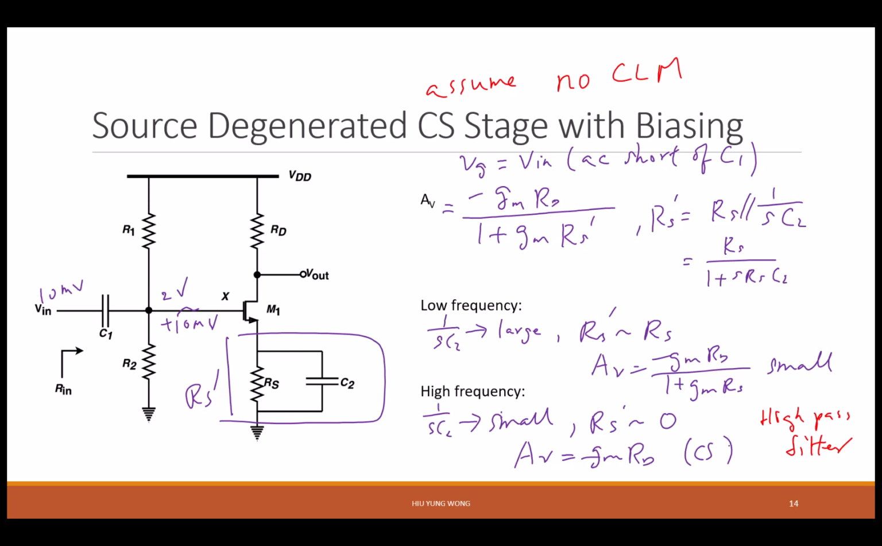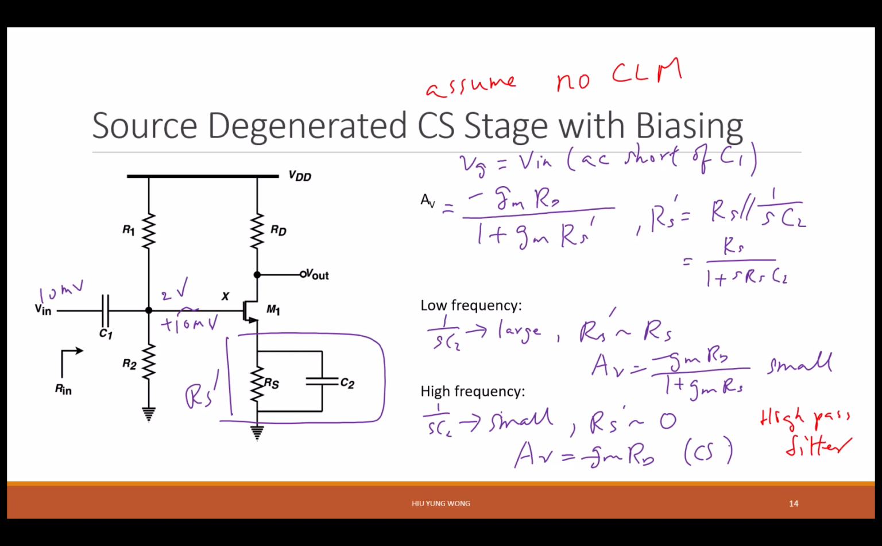At low frequency. But how about at high frequency? What is 1 over sC2? Goes to 0, it is small, right? It's just like you short the C2. Once you short the C2, what is RS dash? Just a straight line, 0. This becomes a what? Common source amplifier. I forgot the negative, I'm sorry. This is all the negative I'm missing. It becomes just a common source amplifier.